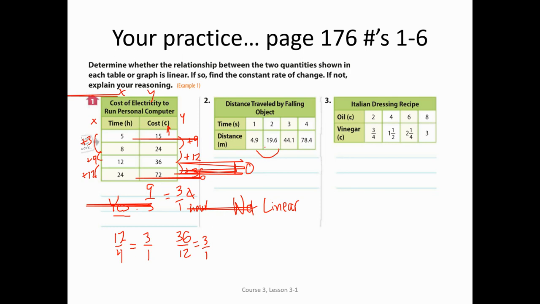Here, when I go from 4.9 to 19.6, if you go ahead and subtract them, you get something like 14.7 being added as they add 1 second. And then the second one increases significantly more. It's like, I don't know, 24.7 is the numerator, and plus 1 is here. So notice the distance is increasing more each time, and the time is only increasing by 1 second. So no, it's not linear. And we can stop the problem there.